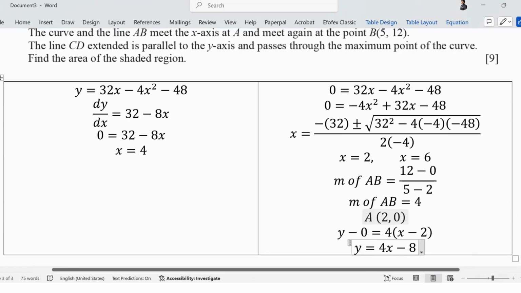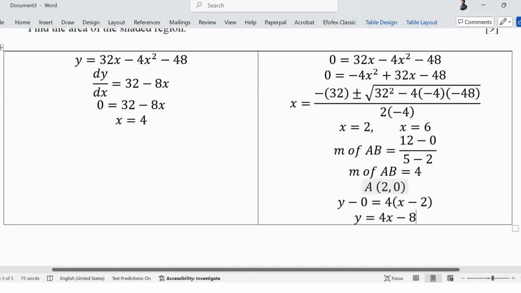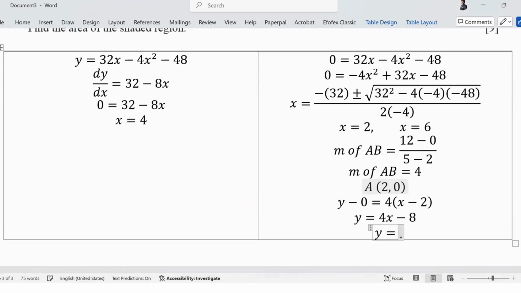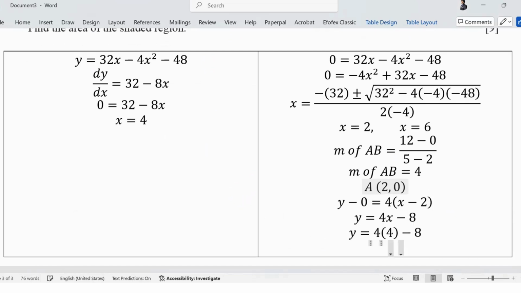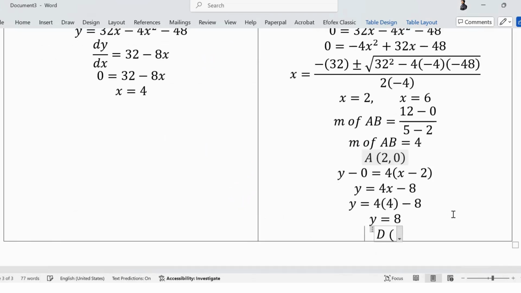Now in order to find the coordinates of D, what will I have to plug in? The x coordinate of D is 4. In place of x we will put 4. If I plug in 4 for D, y = 4 × 4 - 8. What is the y coordinate? 8. So the coordinates of D are (4, 8). Now we have all the coordinates: D, C, and A too.